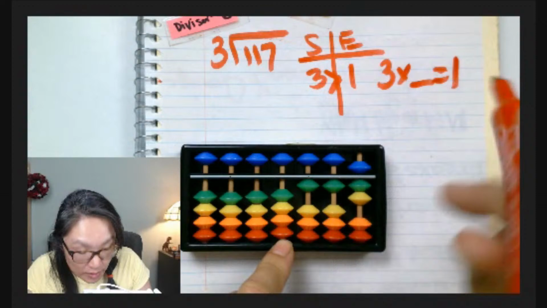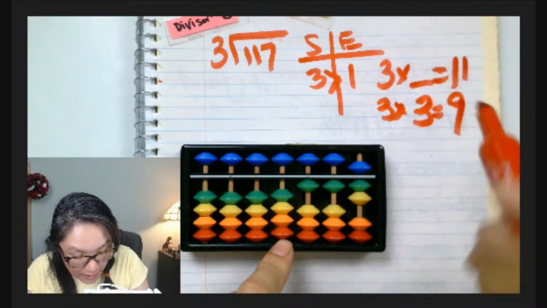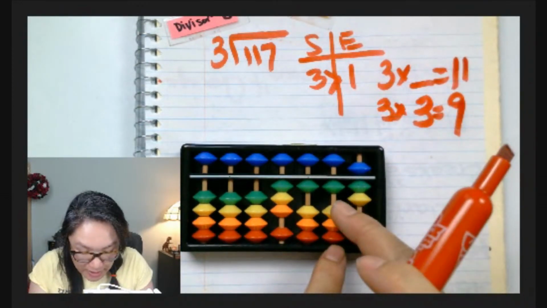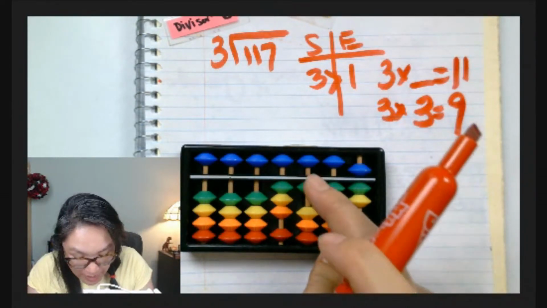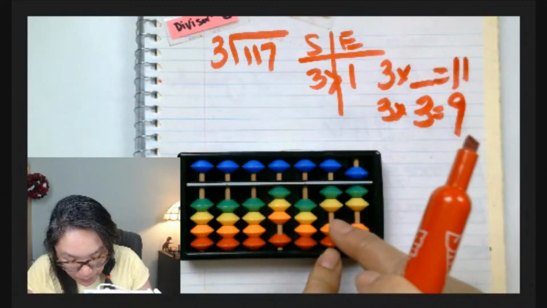So 11. Our question is 3 times 3 is equal to 9. So I add my 3 here and I take away 9. Thank you, Neon Panther. To take away the 9, what is it? Minus the 10 plus the 1. Now what do we do? We compare again.